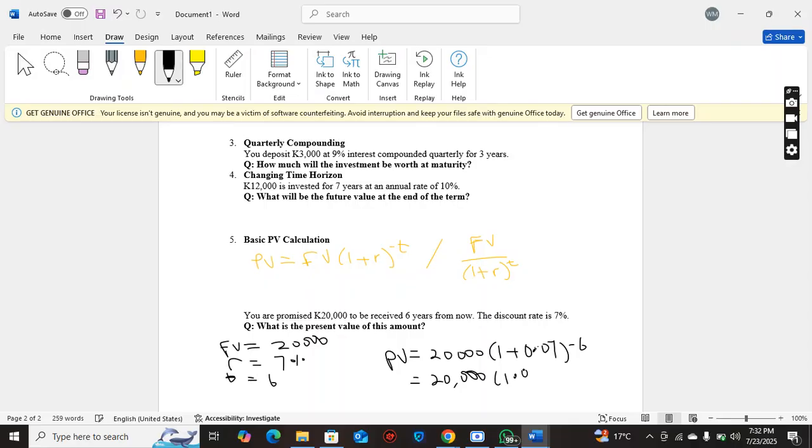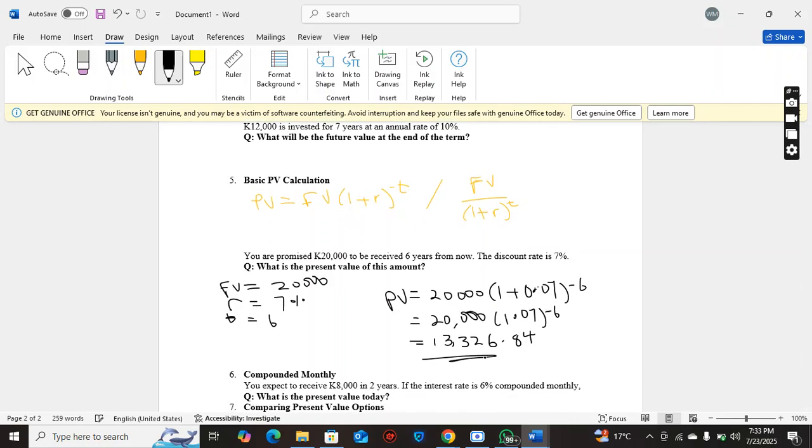1 plus 0.07, that's 1.07 to the power -6. So we're going to say 1.07 to the power -6, that is 0.66 times 20,000, you get 13,326.84. Okay, colleagues. So that 20,000 you receive in 6 years from now, to its today's value, it is 13,326. Any questions?